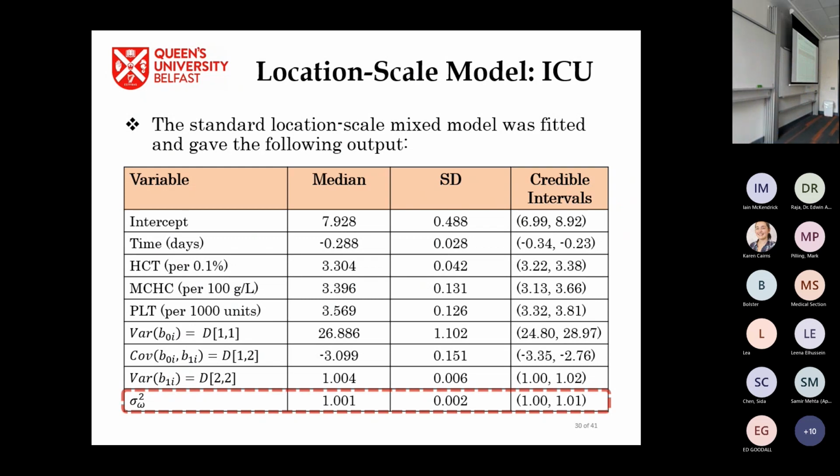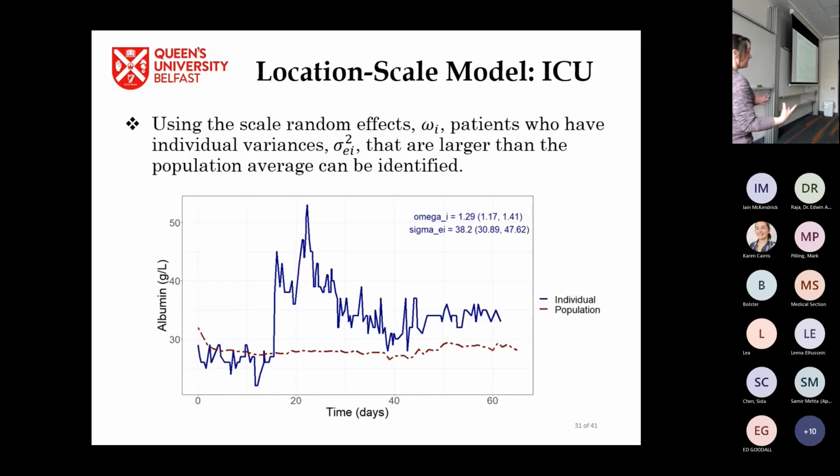Now what this means is that because we can estimate these scale random effects, we can identify individuals with a greater propensity of having a larger than average variability in their biomarker. And what we've seen in a lot of medical literature is that typically individuals with higher variability tend to have worse prognosis. So the ability to identify those types of individuals can be quite key to be able to intervene and stabilize their measurements a bit more.